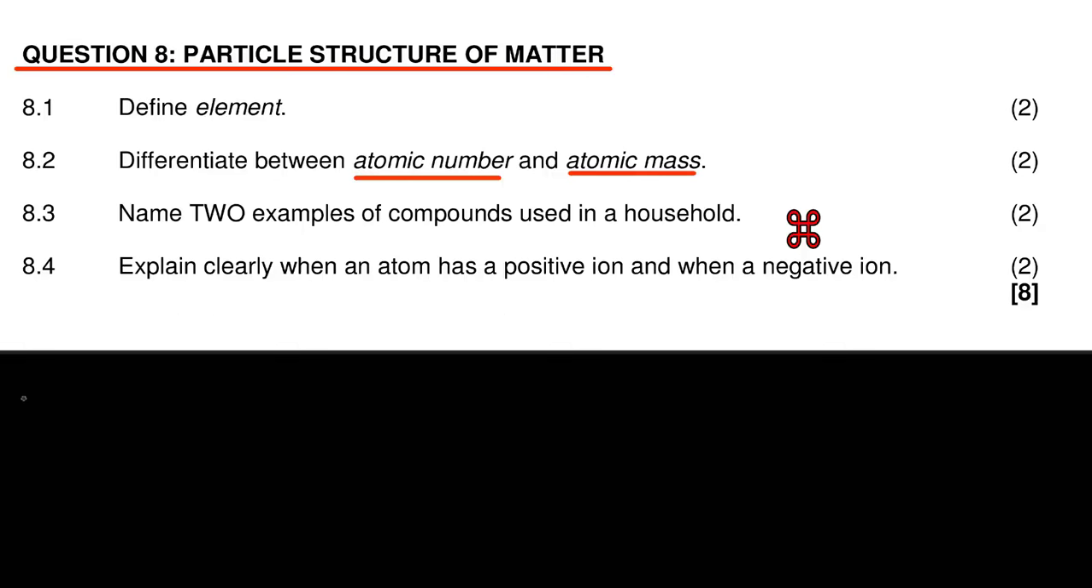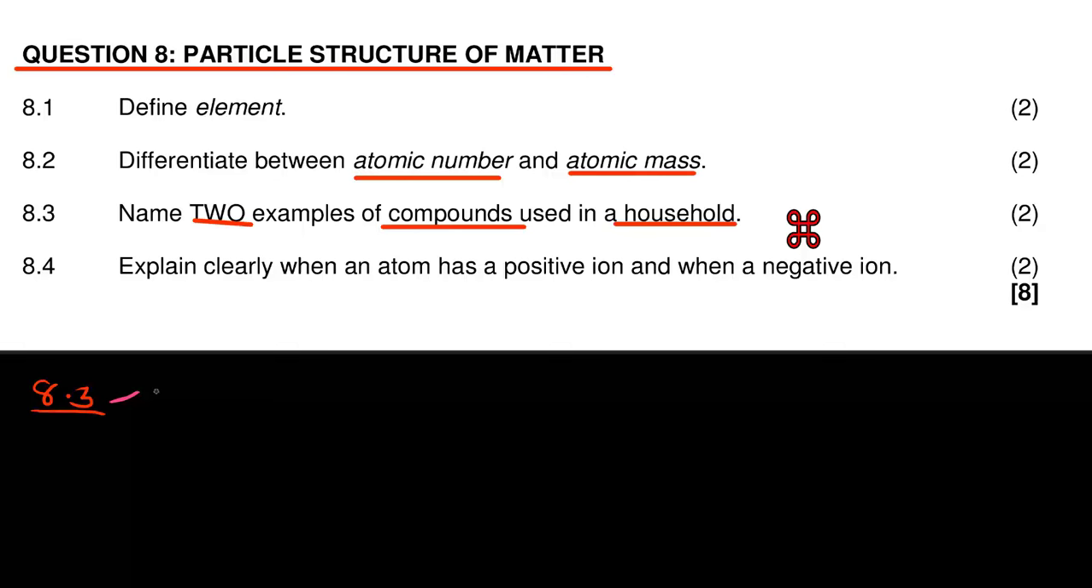Now let us look at 8.3. They're saying name 2 examples of compounds. Here we're looking at compounds used in the household. They're saying just 2 examples. Compounds used in the household, this is quite an open question. What do we use in the household? The most common 2 compounds that you use, don't think much about this. It's water. Water is a compound because it's H2O, remember. And the most common one also is salt.